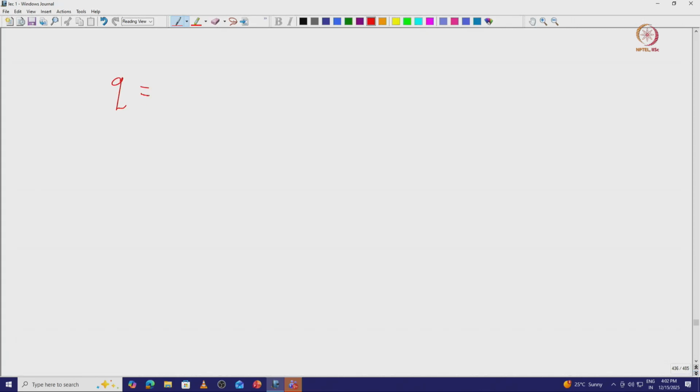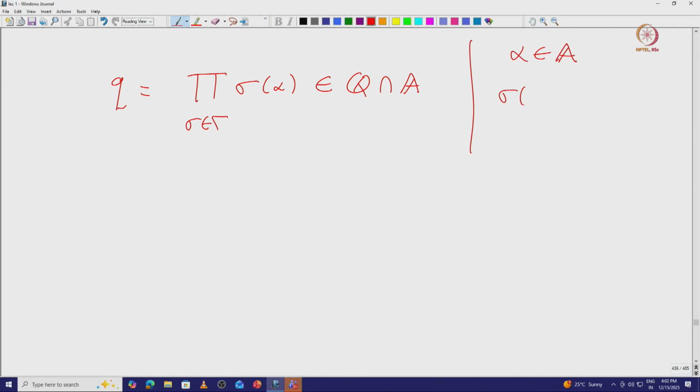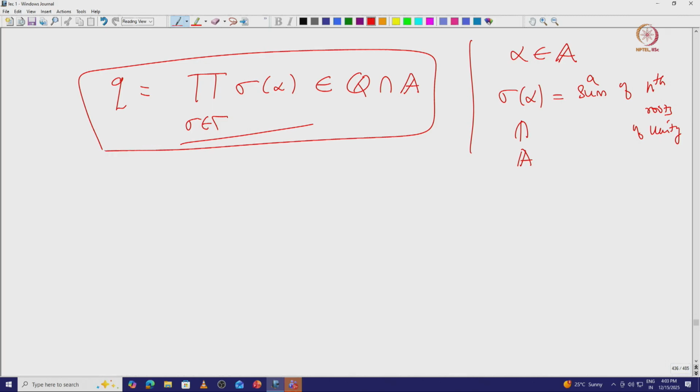So, if I take this q, which is exactly the product of sigma of alpha over sigma in Gamma, from our earlier observations we know that this belongs to Q intersection A. Since alpha is in A and sigma of alpha, again being a sum of nth roots of unity, is also in A, that would imply the product is also in A. Now, since the product runs over all sigma in Gamma, q is fixed by all elements of Gamma, that would imply that q is in the intersection.